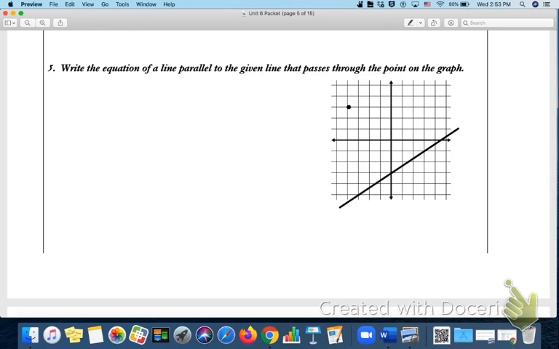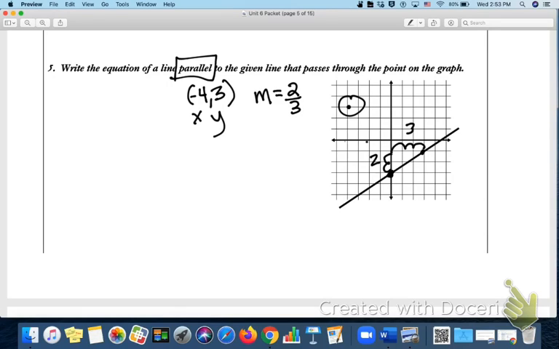Number 5, write the equation of a line parallel to the given line that passes through the point on the graph. So we need to figure out two things. What's the ordered pair of the point on the graph, and what's the slope of the given line? The first point is -4, +3. Now, to find the slope, I need to find 2 points on the graph. Okay? I've labeled those, and if I do rise over run, I have to go up 2 and I have to go right 3. So my slope's going to be 2/3.